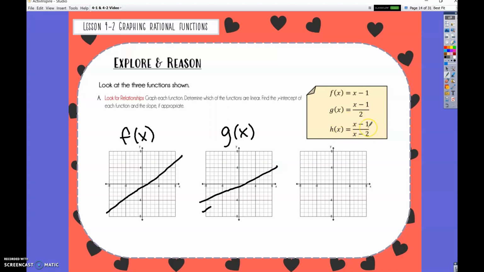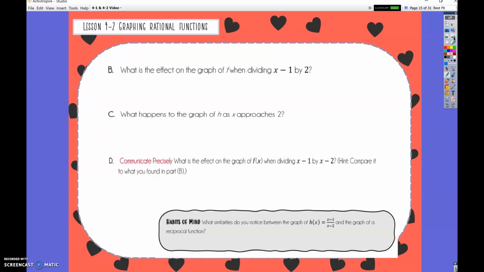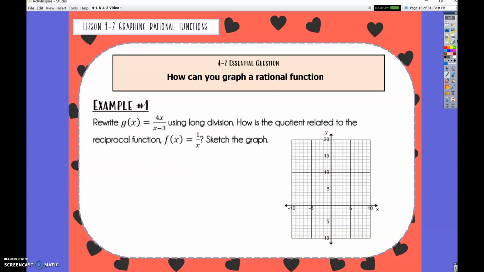This guy looks a little bit different, and it kind of looks like a line, but you'll notice when x is 2, there's actually a little gap there. We call that a removable discontinuity. So some interesting things happen when we put a polynomial down in the bottom, like x minus 2. But they're going to ask in 4.2, how can you graph a rational function? We want to be able to do this by sketching it without using Desmos.